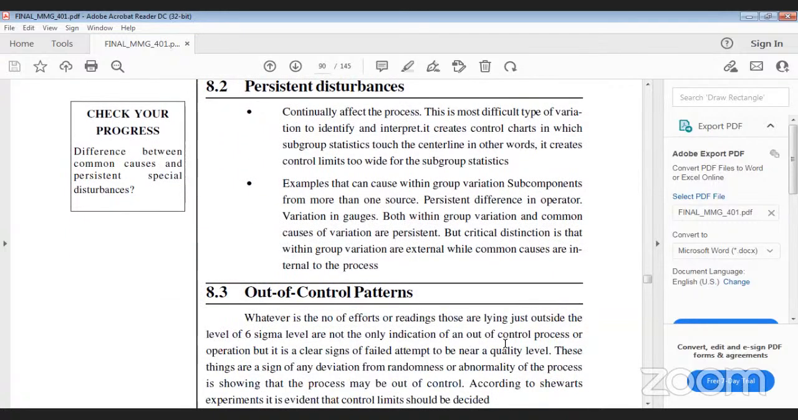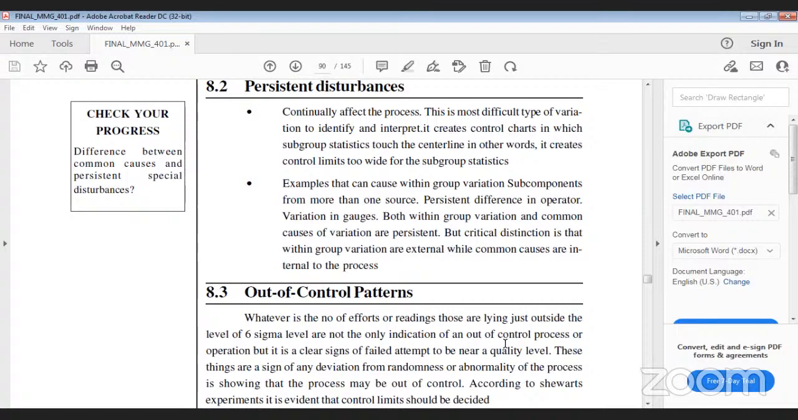The number of efforts and readings lying just outside the Six Sigma level are not only the identification of an out-of-control process or operation, but also a clear sign of a failed attempt to be near the quality level. These are signs of deviations from randomness or abnormality of the process, showing that the process may be out of control here.